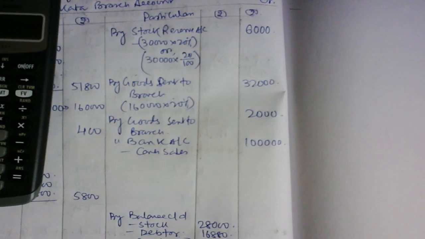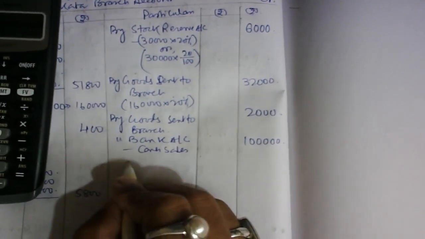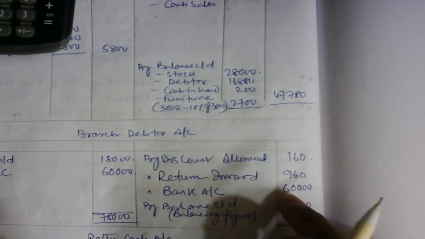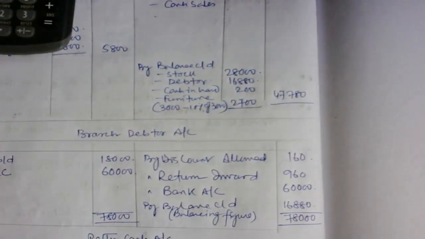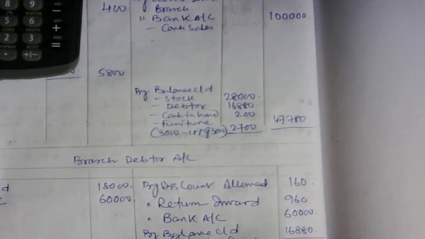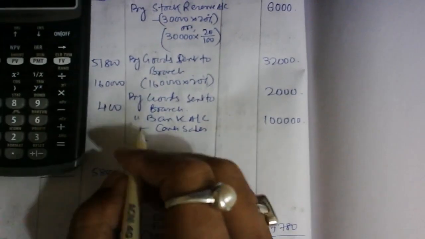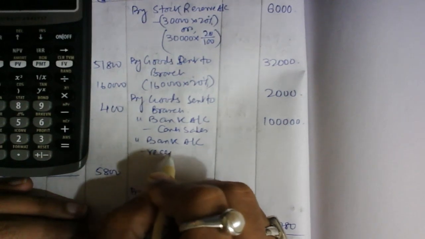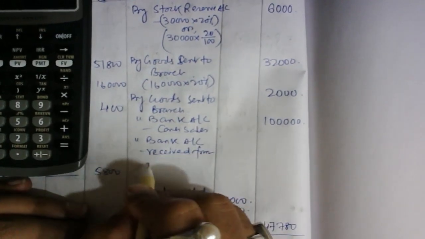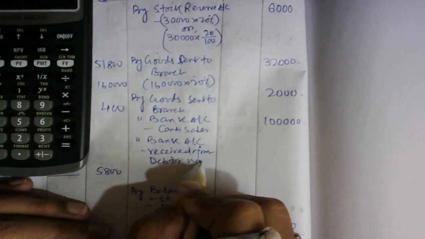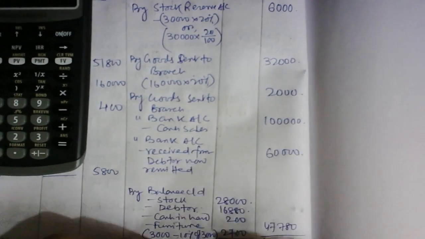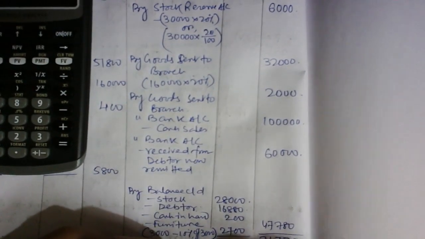So am I correct? Actually, one thing I just made a mistake. Here see guys, how much cash has been received from the Sundry debtor? 60,000. This will also be remitted. This amount is also remitted to the head office. We need to send it to the head office. So you will show this here: by bank account, received from debtor now remitted 60,000. So your balance will come 247,780.